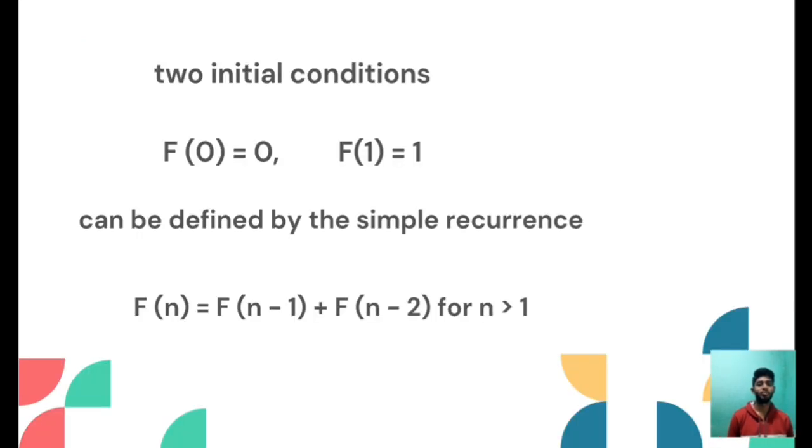Okay, before going into the recursive function we have to give two initial conditions. The first two initial conditions are f of 0 is equal to 0, f of 1 is equal to 1. Then we have to give the recurrence function, which can be defined below. F of n is equal to f of n minus 1 plus f of n minus 2. Means this function is going to be applied for n greater than 1.